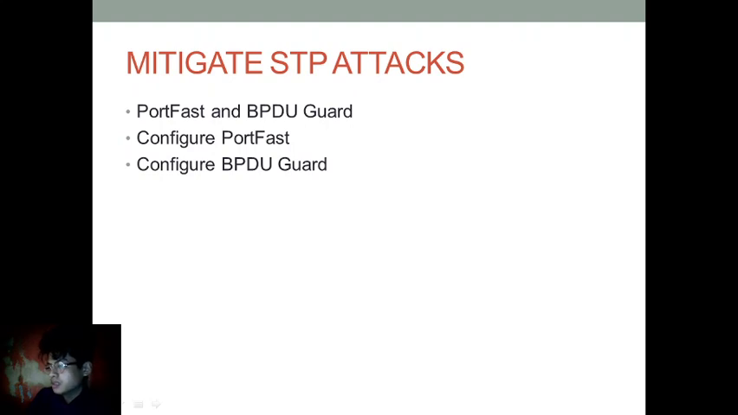Then configure PortFast. PortFast bypasses the STP listening and learning states to minimize the time that access ports must wait for STP to converge. If PortFast is enabled on a port connecting to another switch, there is a risk of creating a spanning tree loop. PortFast can be enabled on an interface by using the spanning-tree portfast interface configuration command.